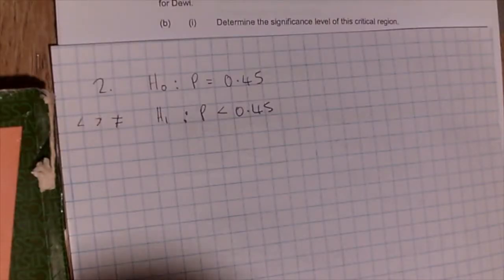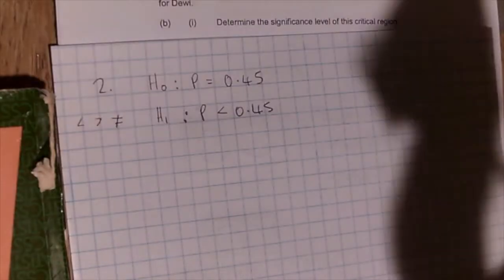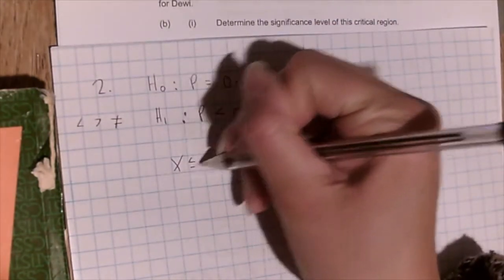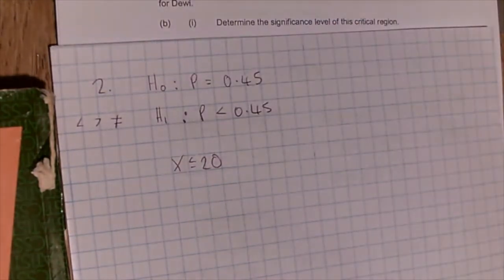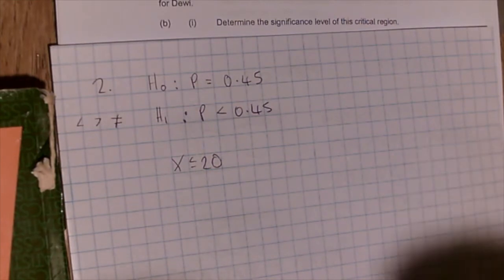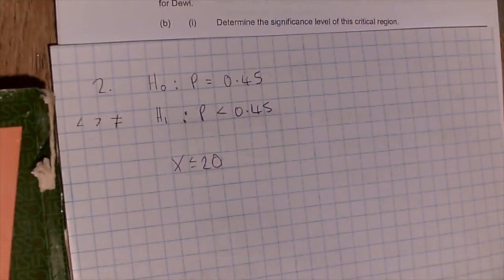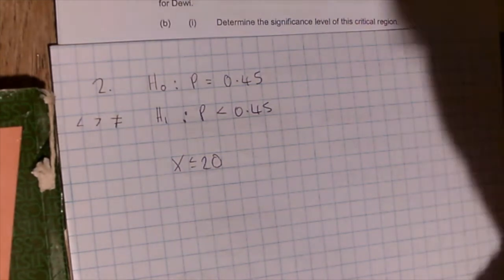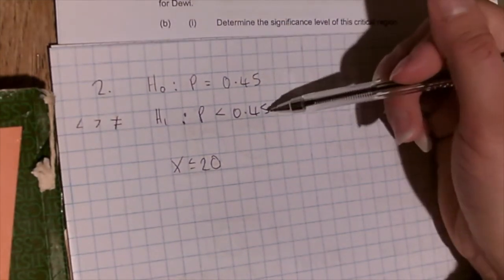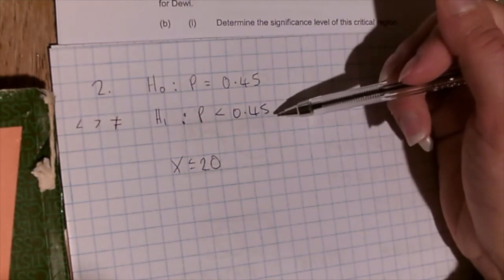The next part of the question tells us the critical region. The critical region is X is less than or equal to 20. Remember, the critical region is the region that if you fall within that region, you're going to reject the null hypothesis. So if 20 or less voters say that they support him, then we're going to reject the 45% and we're going to accept that it's actually less than 45% support for him.